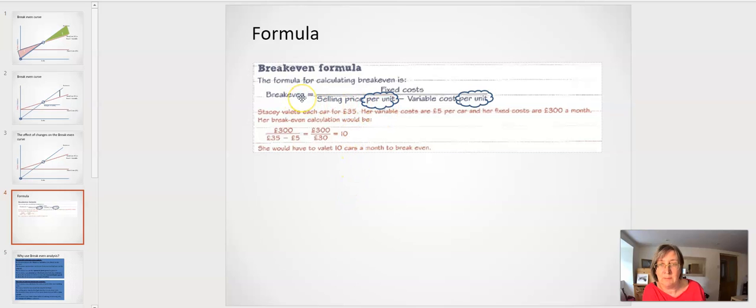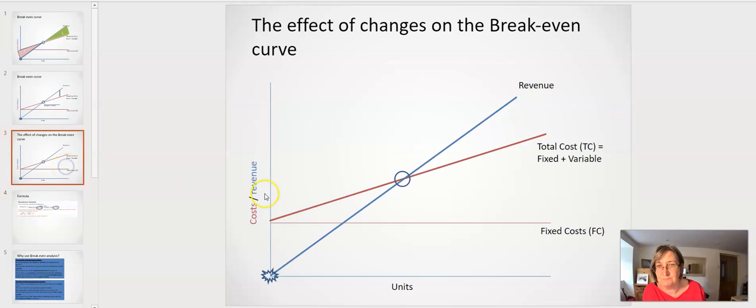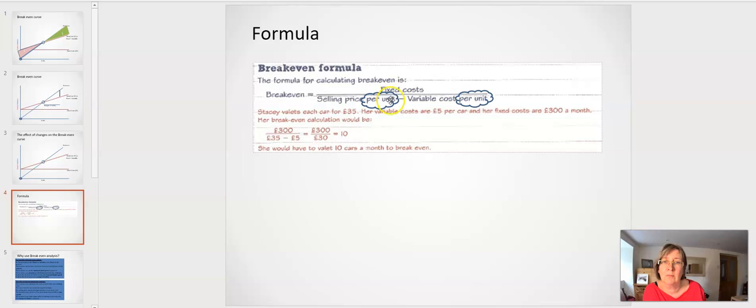So break-even can be calculated as the fixed costs, i.e. this value here, that's the fixed cost altogether, and that's divided by the selling price per unit, take away the variable costs per unit.